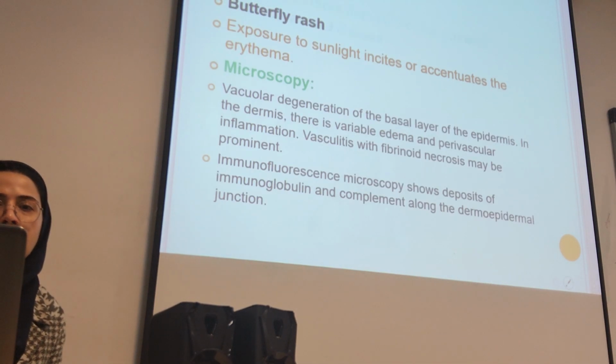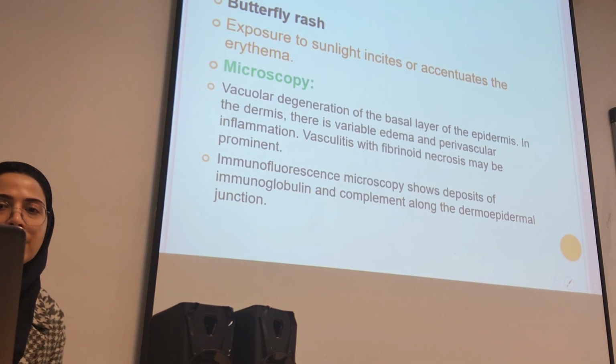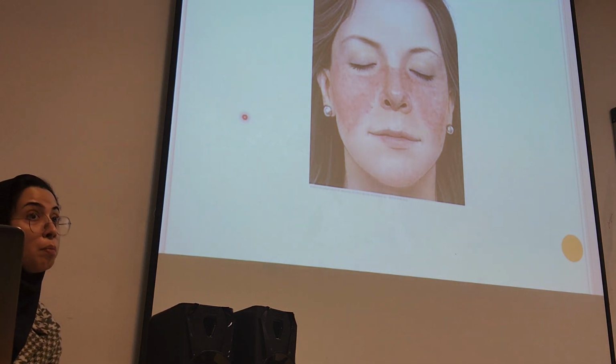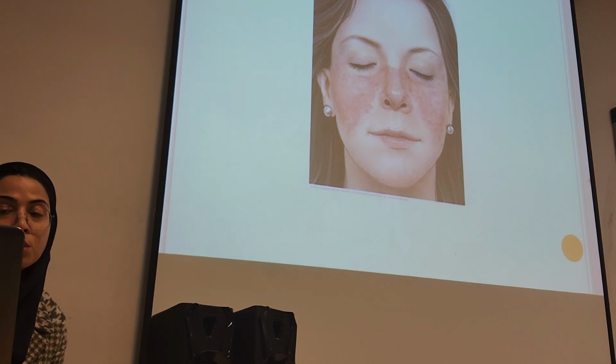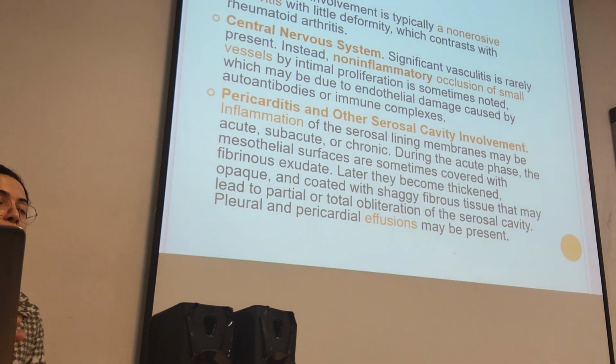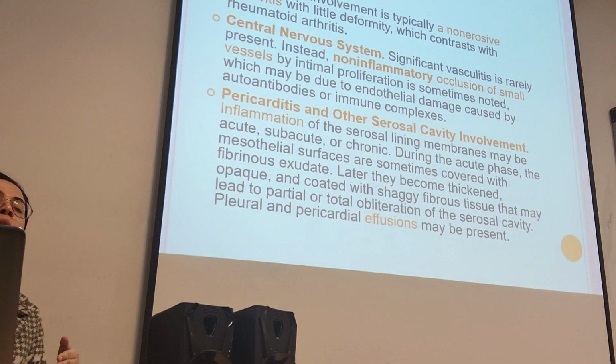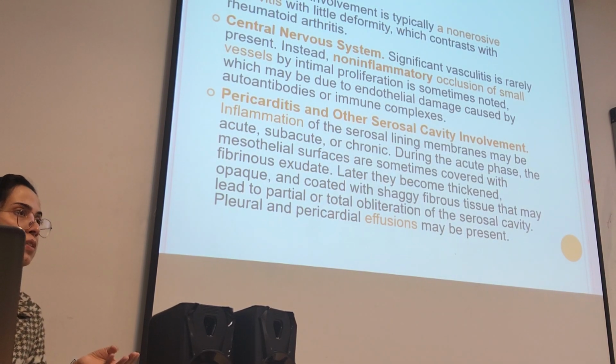Okay, so in lupus, we also have manifestations in skin. For example, as I told you, we have butterfly rash or malar rash, and we may also have symptoms in joints. For example, we have arthritis, we may have symptoms in CNS, as I told you, and in serosal surfaces.